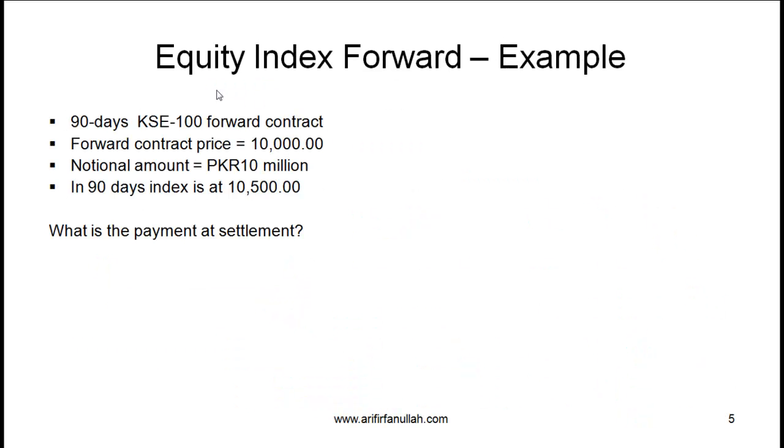Now let's talk about equity index forward contract. So let's say again that you get into a long position on a 90-day KSE 100 forward contract. This is the most popular index in Pakistan. Let me just draw this out. Now this is a 90-day contract. Again, it is signed on day 0, and you have taken a long position with, let's say, a dealer.